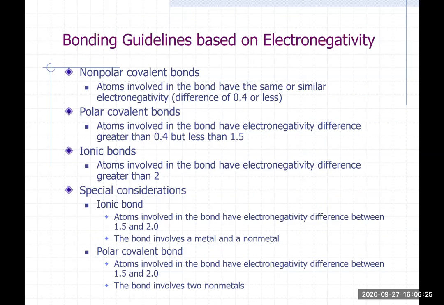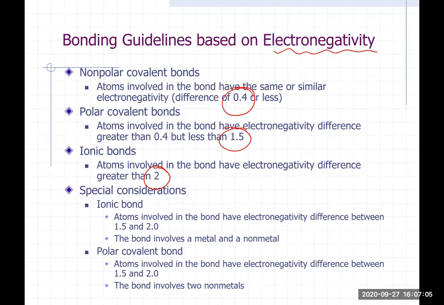So these bonding guidelines on electronegativity that I've been talking to you about are on this slide. And so these are the numbers that you need to commit to memory. 0.4 or less, greater than 0.4 but less than 1.5, and then differences in electronegativity that are greater than 2. And so that's literally 3 numerical values that you need to commit to memory to understand electronegativity. And then the actual electronegativity values of independent atoms I would give you on the test.